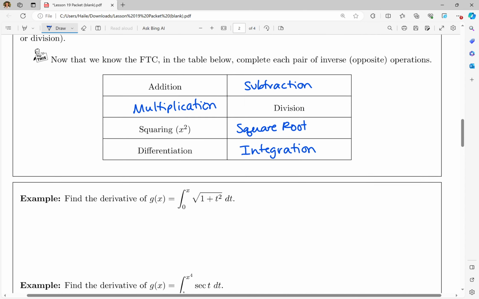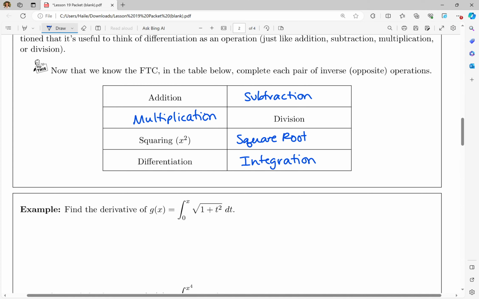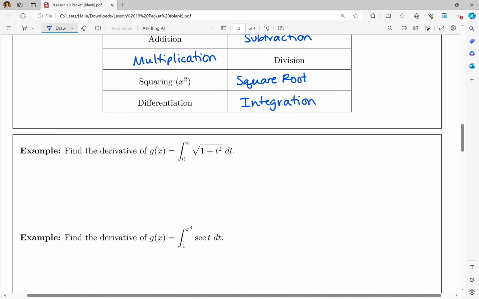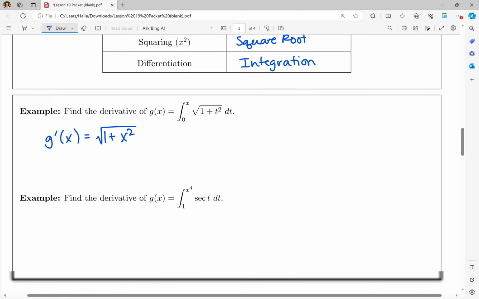the derivative. For our first example, we want to find the derivative of g of x is equal to the integral from 0 to x of the square root of 1 plus t squared dt. If we want to take the derivative, well, the derivative will undo the integral, and I just need to plug in x. So that's it. That's the derivative.